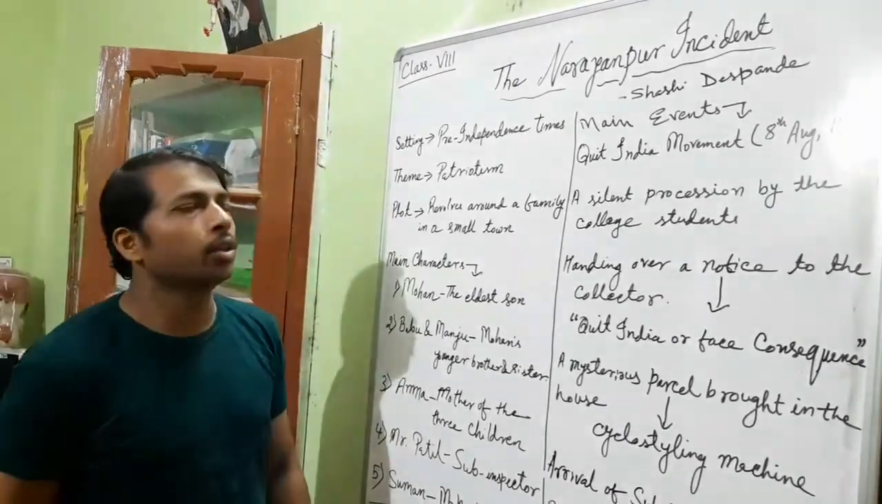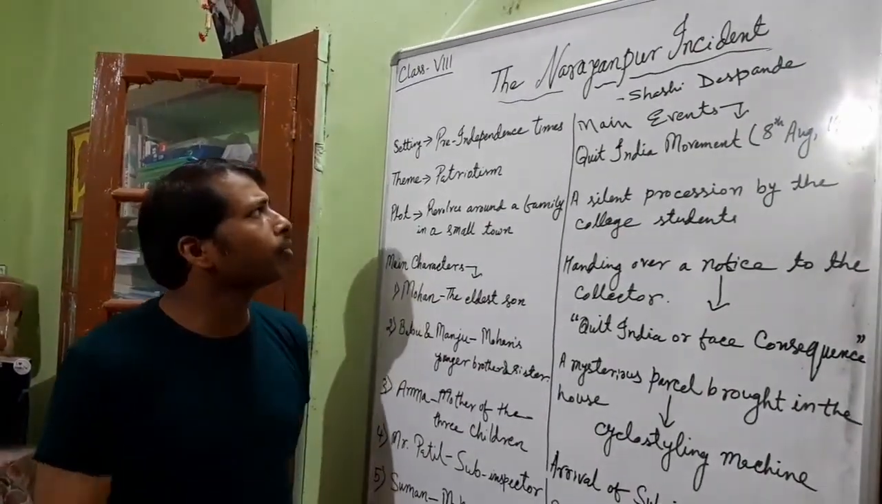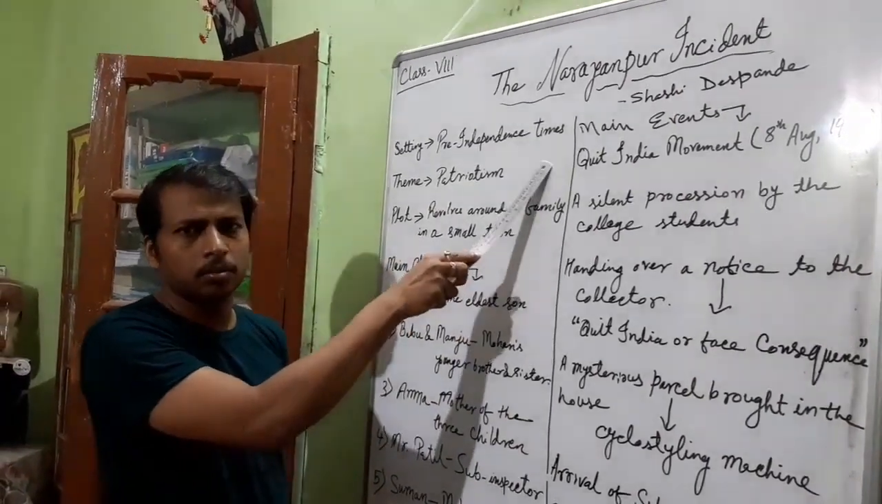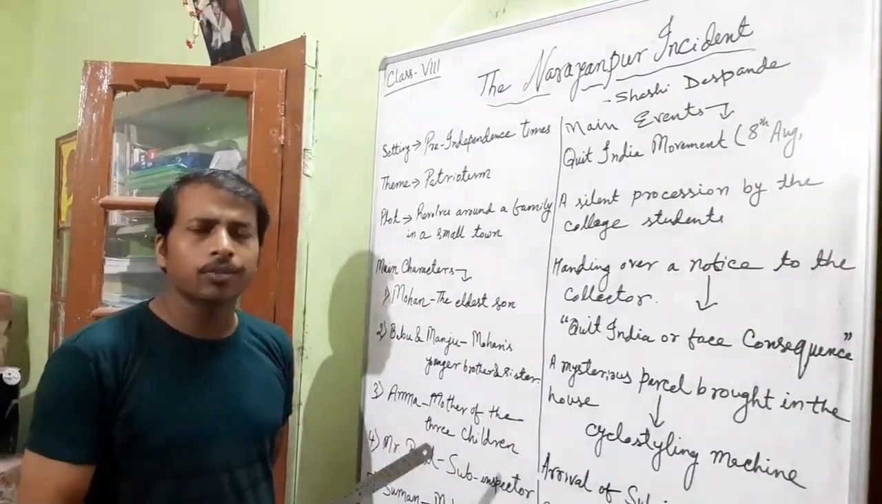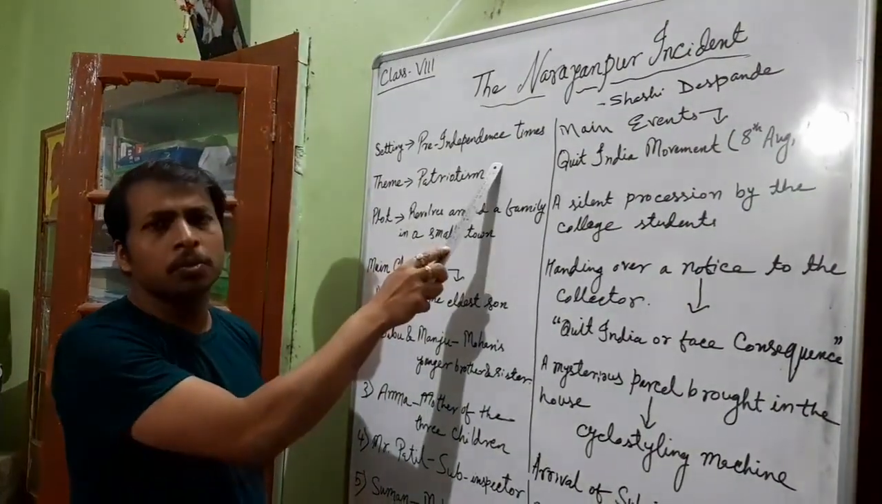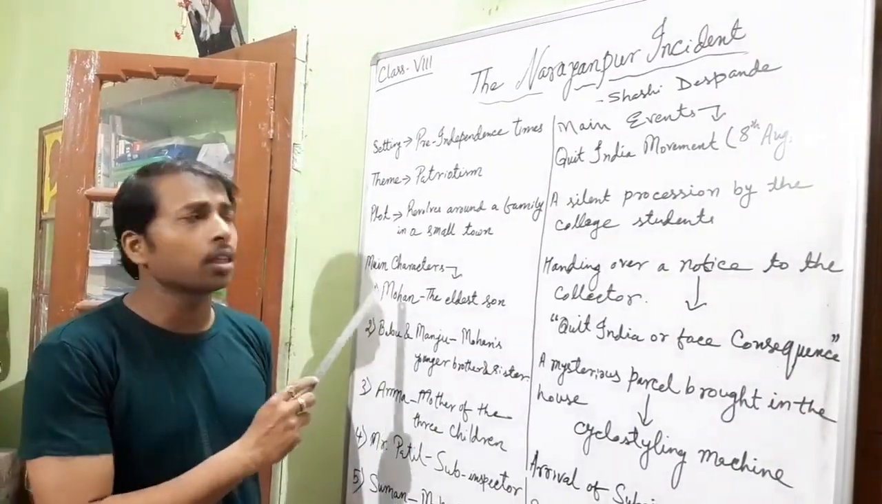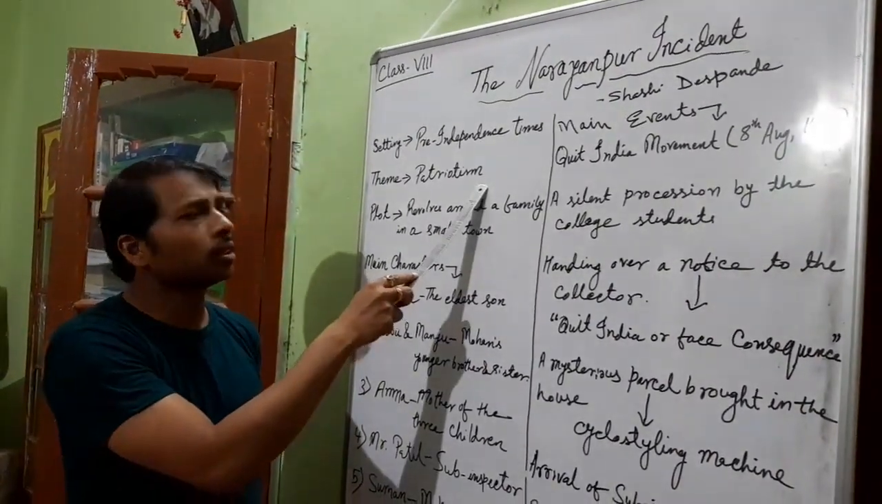Now coming to the story. This story is set in the backdrop of the pre-independence time. That means the background of the story is not the modern time but pre-independence, that means before we gained independence. And the theme of the story mainly focuses on patriotism.